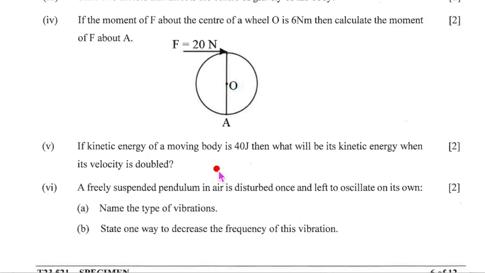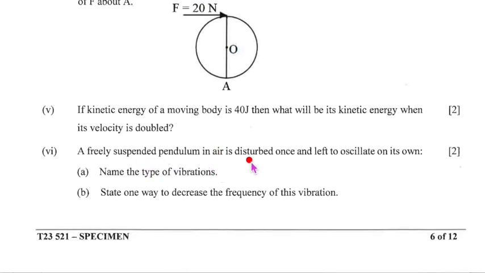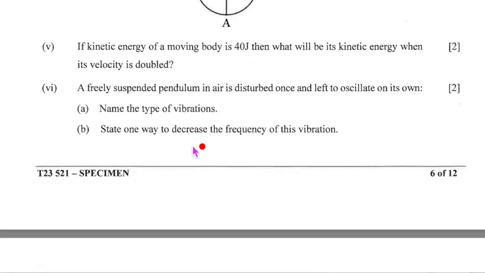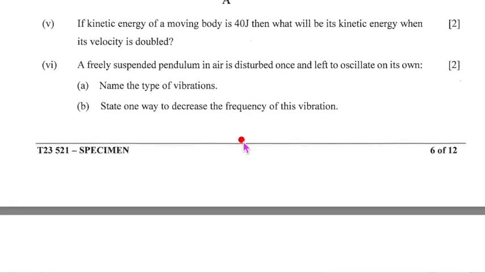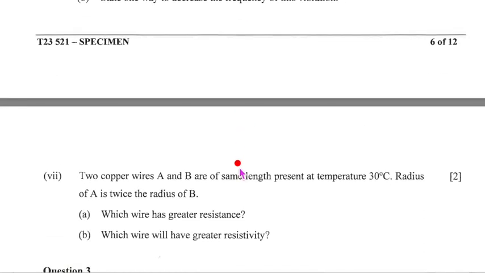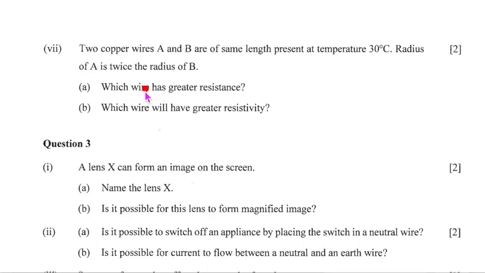This is again simple. Freely suspended pendulum in the air disturbed and left to oscillate. The type of oscillations will be damped. How will we decrease the frequency? Remember the factor that determines the frequency of the pendulum, directly proportional to root of L and inversely proportional to root of g.